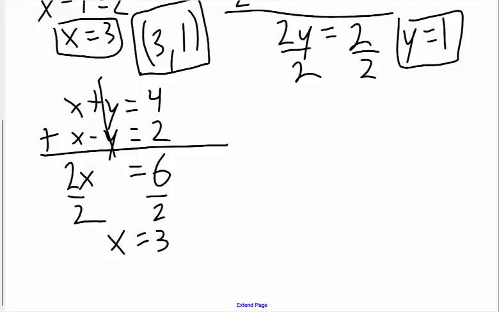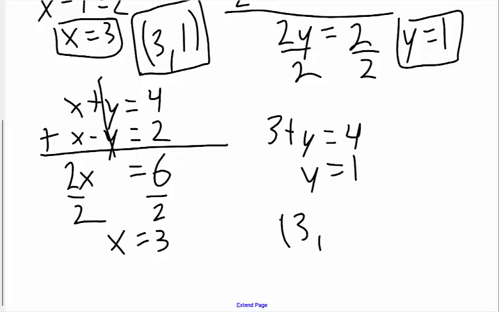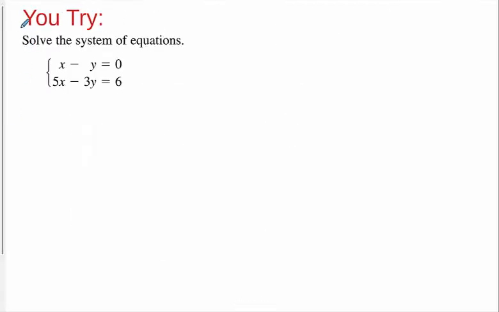So we plug back into the first. 3 plus y equals 4. And I hope you see that y equals 1. Same answer as before, 3, 1. Another way to do it. So there's substitution and there's elimination. So why don't you try this problem? See which method you think might work best for you. I'll show you which method I like for this one. Pause the video, try it, make sure you got it, and then come back and see if you got the answer.